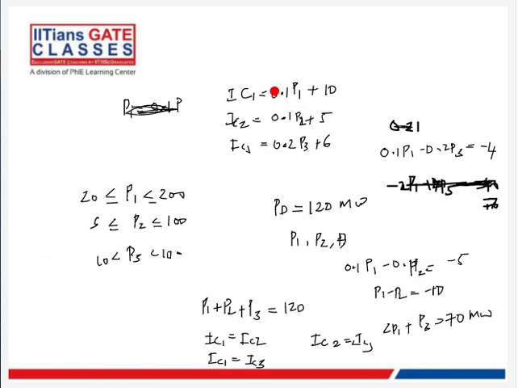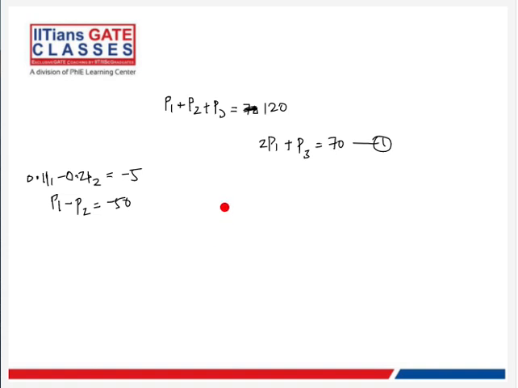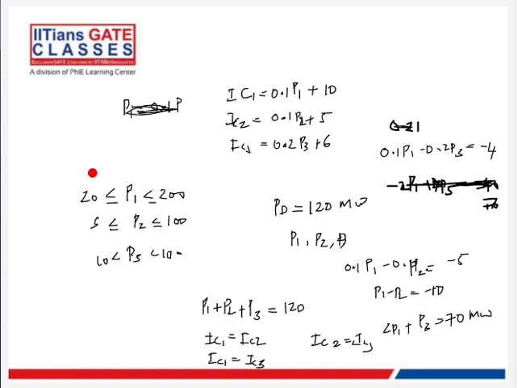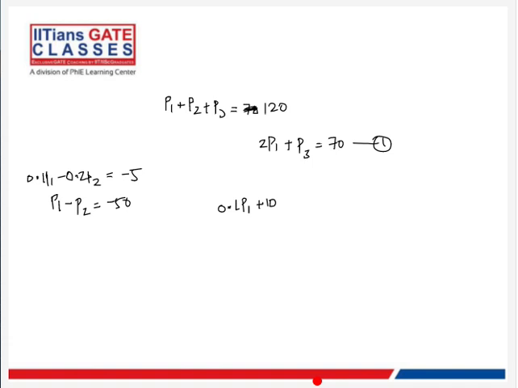Now if I equate these two, alright, what will I get? 0.1 P1 plus 10 is equal to 0.2 P3 plus 6. So if I rearrange this, what will I get? 0.1 P1 minus 0.2 P3 is equal to minus 4. So let's multiply both sides by 5. So I'll get 0.5 P1, right, minus P3 is equal to minus 20. Right. Now if I add these two equations, what will I get?